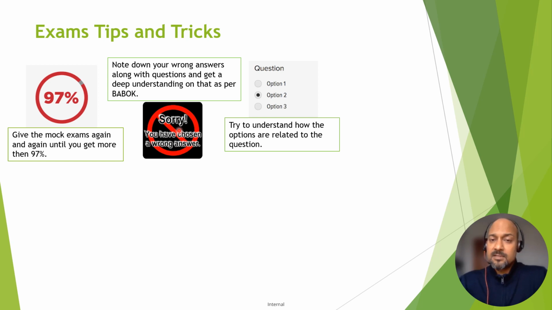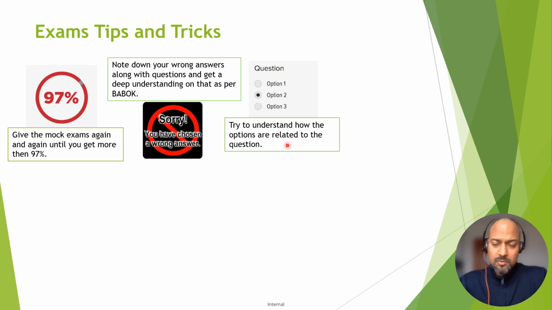Then try to understand how the options are related to the question. There are questions and the options are there. The options are similar in a way that will confuse you, but you have to be able to relate the answer with what is being asked, and this would come only when you practice it, when you understand the scenarios, when you have activities at your fingertips, then only you will be able to answer it accurately.